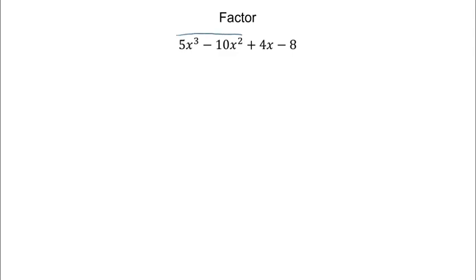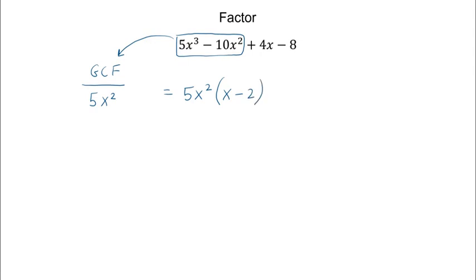So let's look at the first 2 terms. 5x cubed and minus 10x squared. Do we have a GCF between those 2 terms? Yeah. 5 will evenly divide 5 and 10, and x squared will evenly divide x to the third and x squared. So our GCF is 5x squared. So let's go ahead and factor 5x squared from 5x cubed minus 10x squared. When we factor a 5x squared from 5x cubed, we have x. And when we factor a 5x squared from minus 10x squared, we have minus 2.